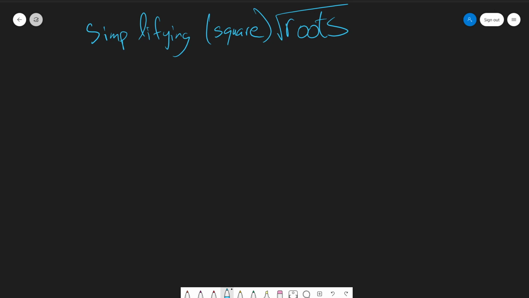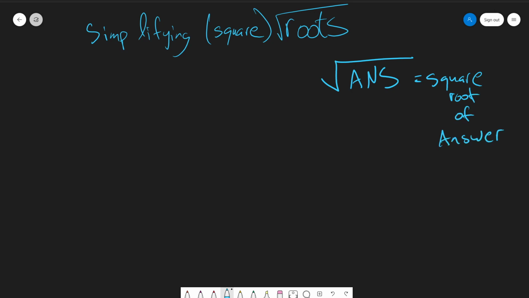So I know that a lot of you guys have seen those Vans logos. This is actually the square root of answer, which is hilarious to me. Alright, but that doesn't really matter.